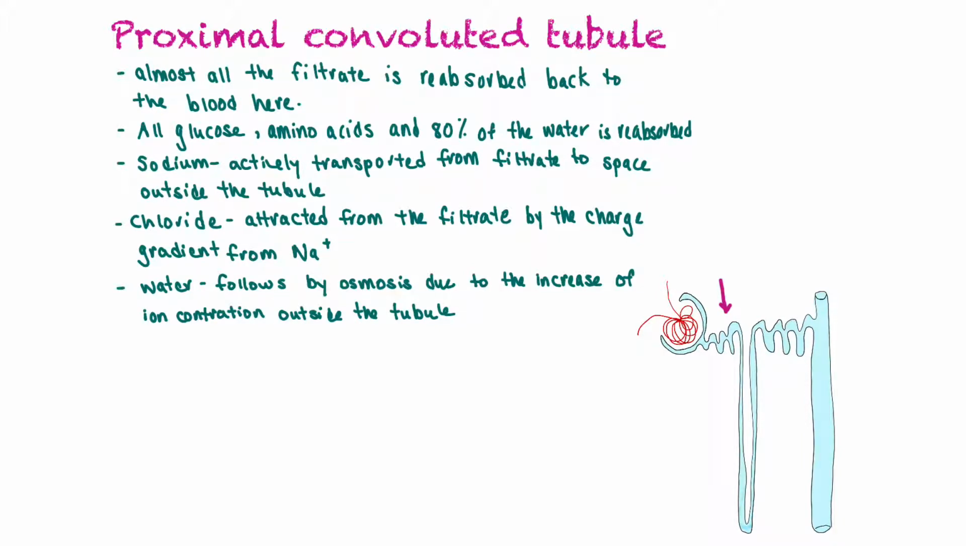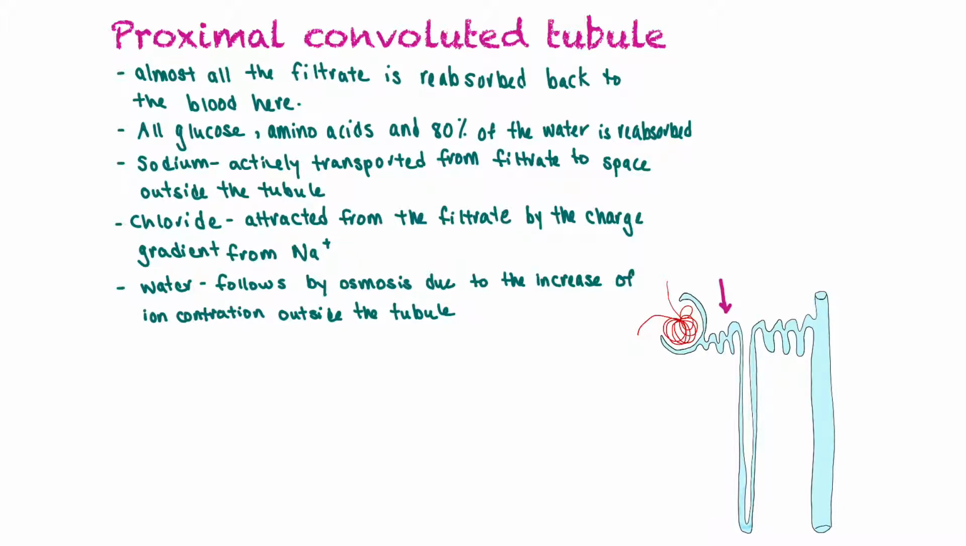After the filtrate has entered the Bowman's capsule, it heads over to the proximal convoluted tubule. Remember, that's that very first part right here. Almost all the filtrate is reabsorbed back to the blood in this section. All the glucose, the amino acids, and about 80% of the water gets reabsorbed in the proximal tubule.